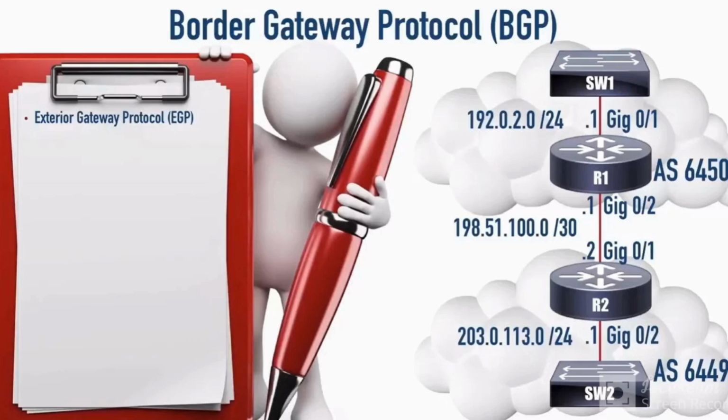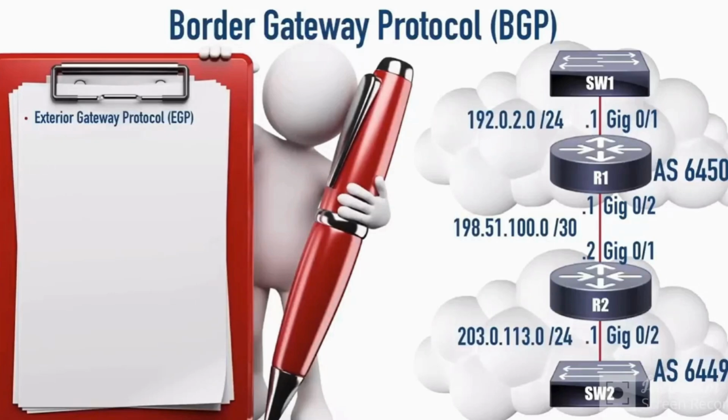And here on screen, notice the two clouds representing the two different autonomous systems. We've got AS, or Autonomous System 64,500, and we've got Autonomous System 64,495. And an IGP is going to route within an autonomous system. But an EGP, like the Border Gateway Protocol, is going to route between autonomous systems.